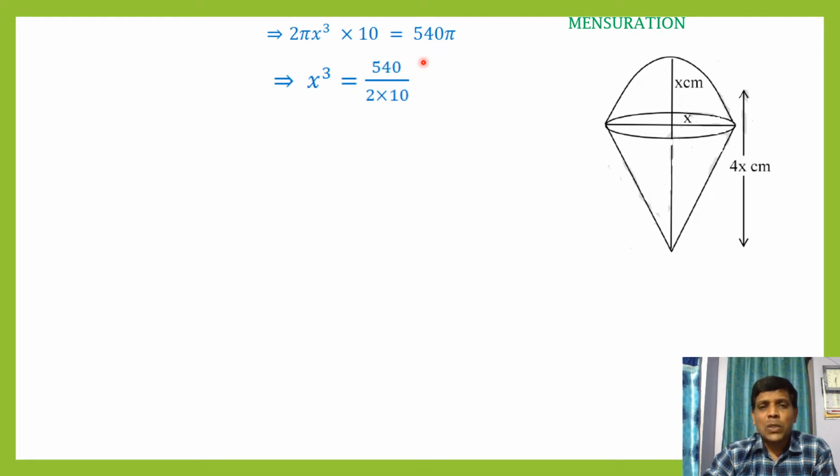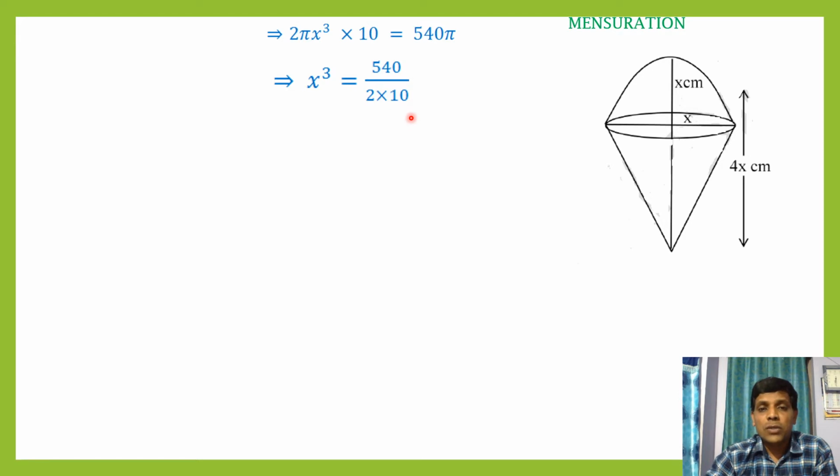by 2 pi into 10. Here pi and pi are equal terms, so on both sides the equal terms cancel. Pi cancels. So what is remaining? 2x cube into 10 is equal to 540. Now x cube is equal to 540 by 2 into 10.